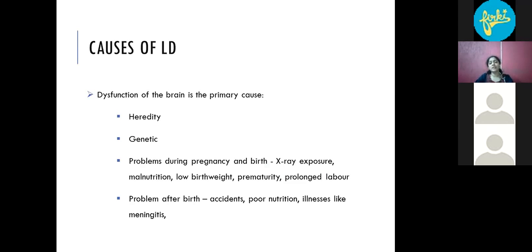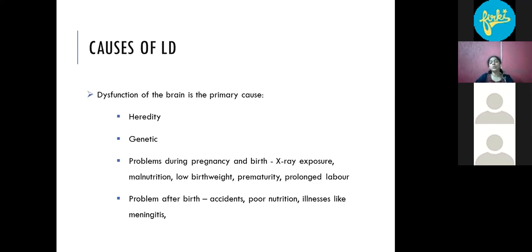Some that have been identified are problems during pregnancy or during birth. It can be exposure to X-rays. It can be malnutrition of the mother during pregnancy. At birth, if the child has low birth weight, or is premature, or it has been a very prolonged labor, there is low oxygen available to the child at birth, and this can lead to learning disability. So in either of these cases, there is some implication of damage to the brain. It is not anything else. It is a dysfunction of the brain which is leading to learning issues.